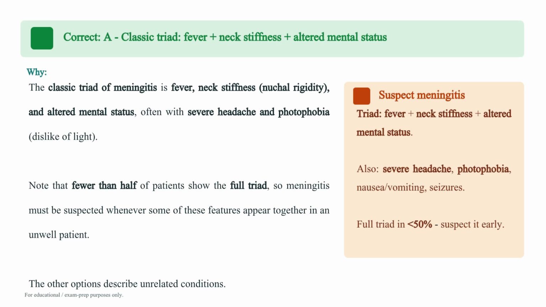The answer is A. Fever, neck stiffness, and altered mental status, the classic triad. This triad, often with severe headache and photophobia, is the classic picture of meningitis. Importantly, fewer than half of patients show the full triad, so meningitis must be suspected whenever some of these features appear together in an unwell patient. The other options describe unrelated conditions.